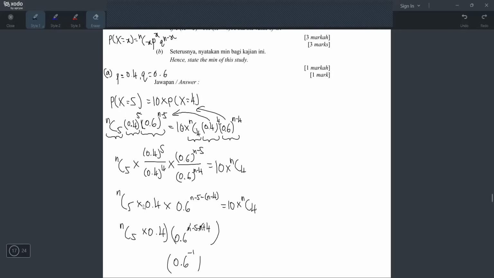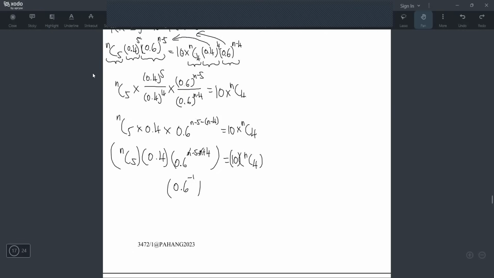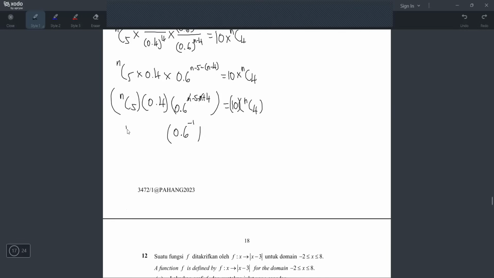Okay, let's use brackets. Everything just use brackets. So this one bracket, and then equals 10 times, this one also use bracket, so times nC4. This one also has bracket, everything bracket. Okay, now it will be nC5 bracket 0.4 bracket this one equals 10 bracket nC4, right? Now I can press this whole thing inside the calculator and then move it to the other side.